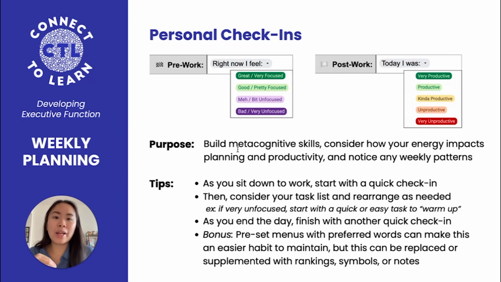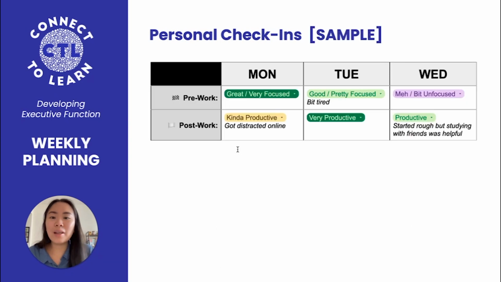Taking time to do a post-work reflection can also help to set a record of how you feel throughout the days. It can be a boost to see that you were productive, even if you started out the day not feeling very focused. As always, it's possible to add some extra notes to contextualize and reflect on how you were doing. You can see that this person has added that they got distracted online and as a result didn't feel as productive on Monday. They also acknowledge that studying with friends turned out to be helpful and helped them to feel productive even though they were unfocused at the beginning of their work.